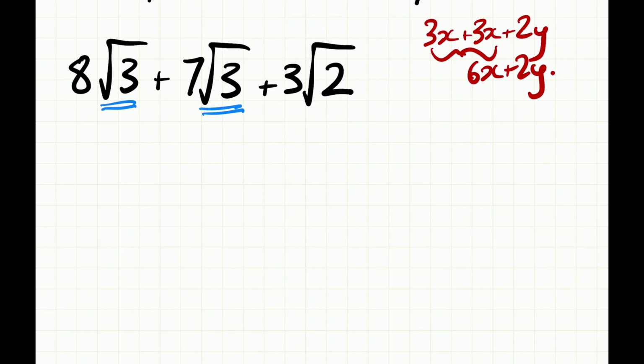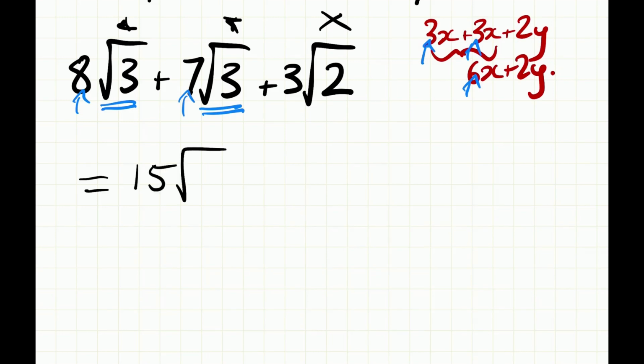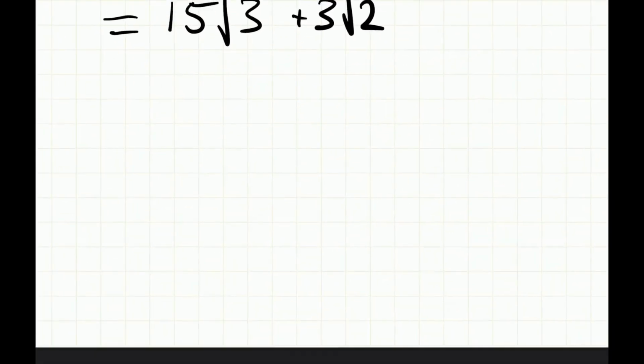So when we're simplifying surds, like with algebra, where we just add the coefficients together to get 6, we're going to be adding 8 and 7 together, okay? So let's do this question. We have two surds which have the root 3. So those are our like surds. This one is not a like surd because it has a root 2, so there's not much we can do with that. In terms of the like surds, we have 8 root 3 plus 7 root 3. That simplifies down to 15 root 3 because 8 plus 7 is 15, and then we're left with just 3 root 2.